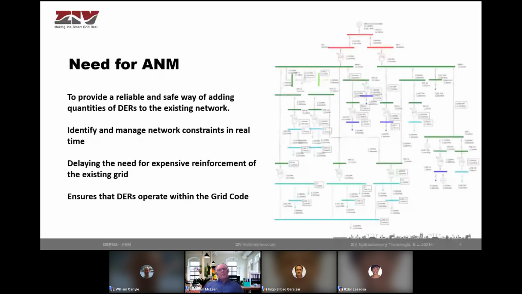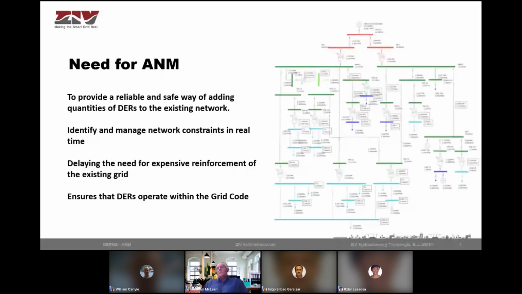So one of the early needs for ANM is to delay the need for expensive reinforcement of the existing grid, so we can then add more and more generation. The ANM system will look after the network. It'll identify where the constraints are and make the necessary adjustments to the generation or even the network itself if required, and resolve some of these situations. Another reason for the ANM is that it also gives the DNO an opportunity to ensure that the DERs operate within the grid code.